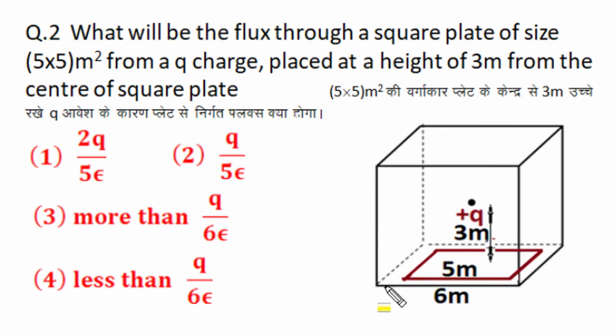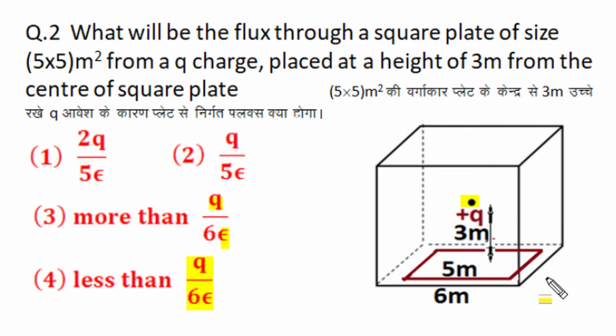If we assume a cube of 6 meter by 6 meter by 6 meter dimension, then that Q charge will be at the center of that cube, and in that case the total flux from this cubic closed surface by this enclosed Q charge is Q upon epsilon, and there are 6 symmetrical faces. So from one surface of the cube, the net amount of flux will be 1/6 of the total flux. Total flux is Q upon epsilon, so 1/6 of that is Q upon 6 epsilon.